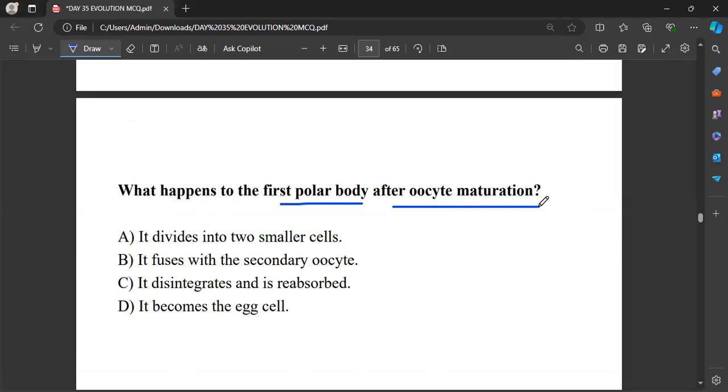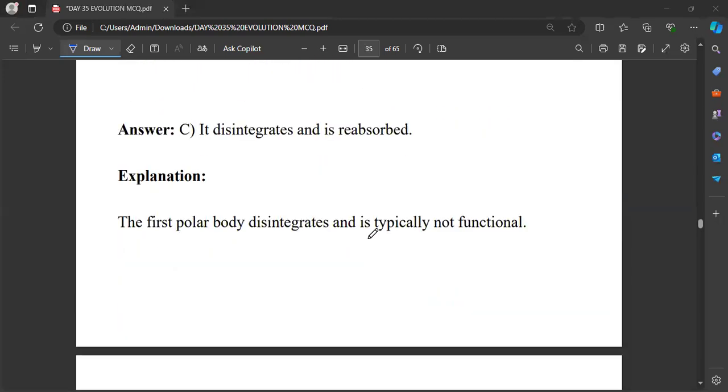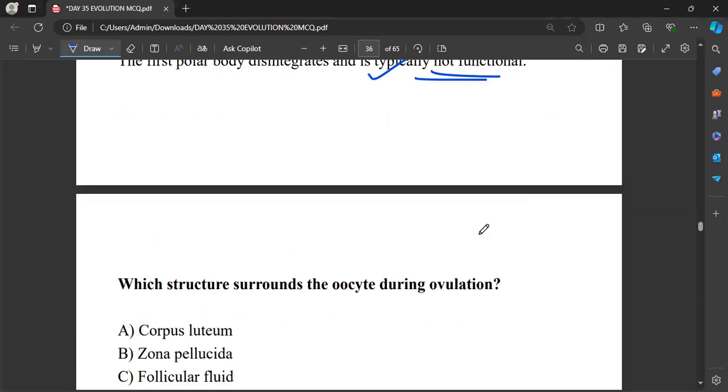What is it going to do? What is the purpose of having the polar body and what is their function? It disintegrates and it is reabsorbed. Okay, it is not functional.